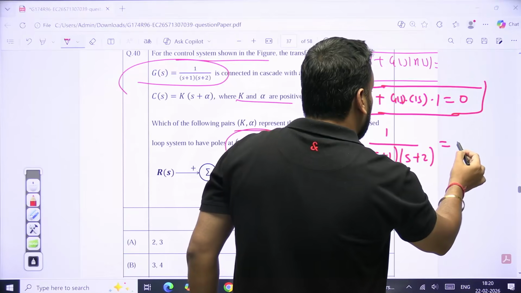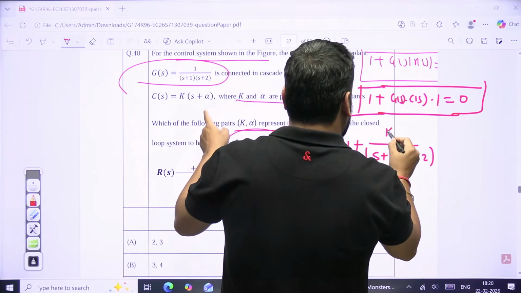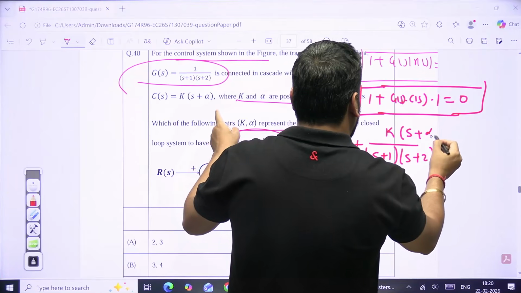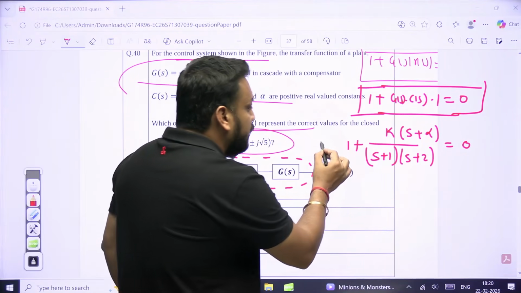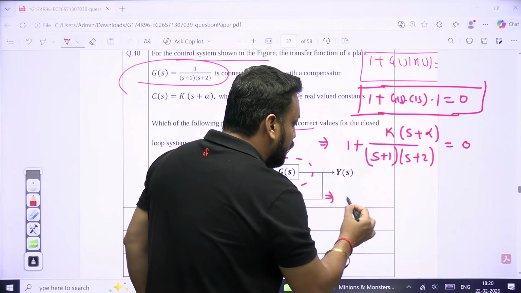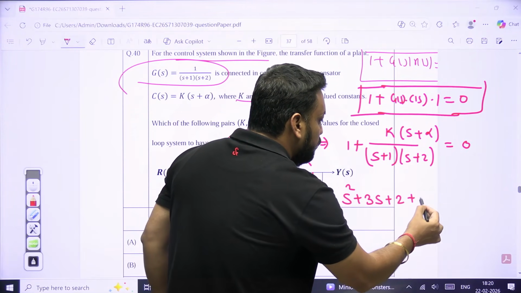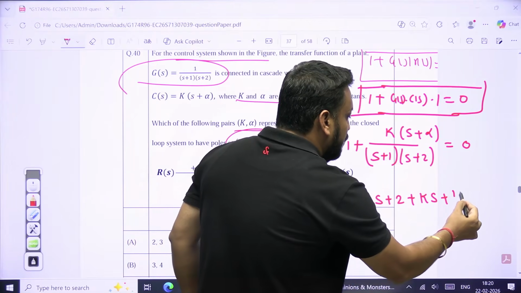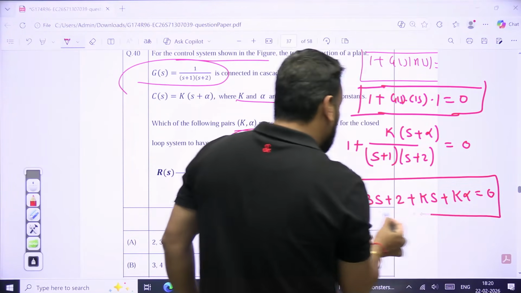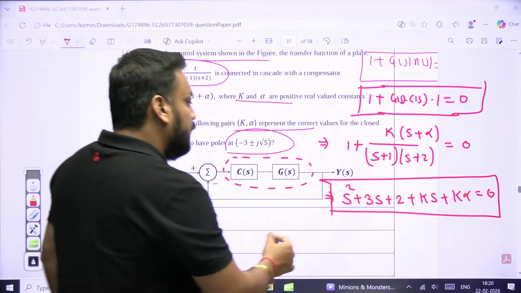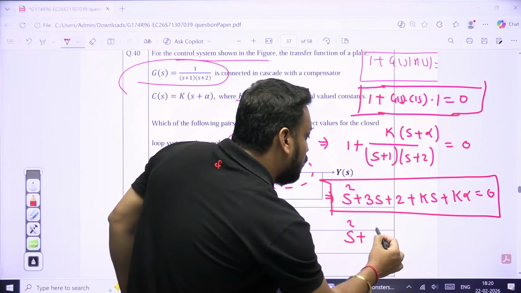So now it is equivalent to, now we should multiply with C S as well. What is C S? C S value is nothing but K into (s plus alpha), equal to 0. So when you will write the characteristics equation, what you will get? You will get s square plus 3s plus 2 plus Ks plus K alpha equal to 0. I hope this is crystal clear. So now student, tell me, when you will write this equation, you will get s square plus, here tell me, can we take common in s coefficient?